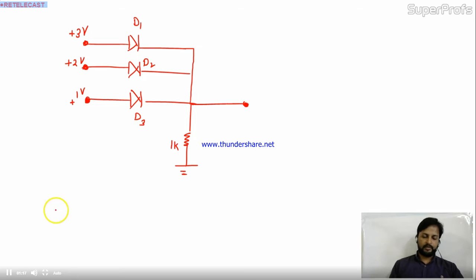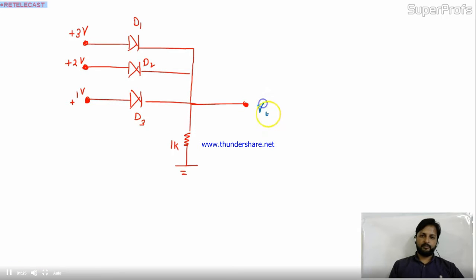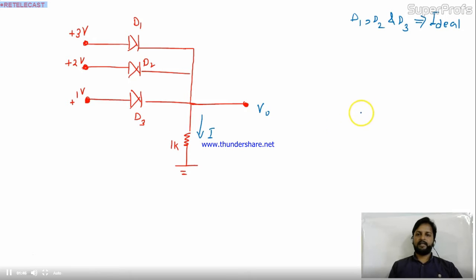Here they are connected with resistance 1K value and it's grounded. Here they are taking output, and let me draw the output in a different color. This is the output and this is the current. Now the question is, if D1, D2 and D3 are ideal diodes, consider them ideal. Find out I and V naught. So how will you solve this type of circuit?